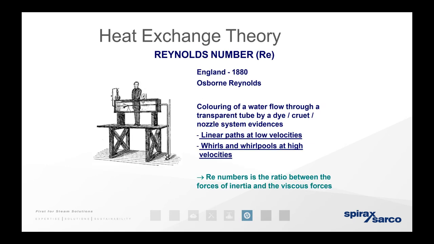So Reynolds number, so RE. This is the theory behind it now. Reynolds noticed that when he was coloring the water, linear paths had low velocities, whirls and whirlpools had high velocities. We will cover what that means and why it's relevant: effectively, it's the ratio between the forces of inertia and viscous forces. So effectively the difference between linear and turbulence.